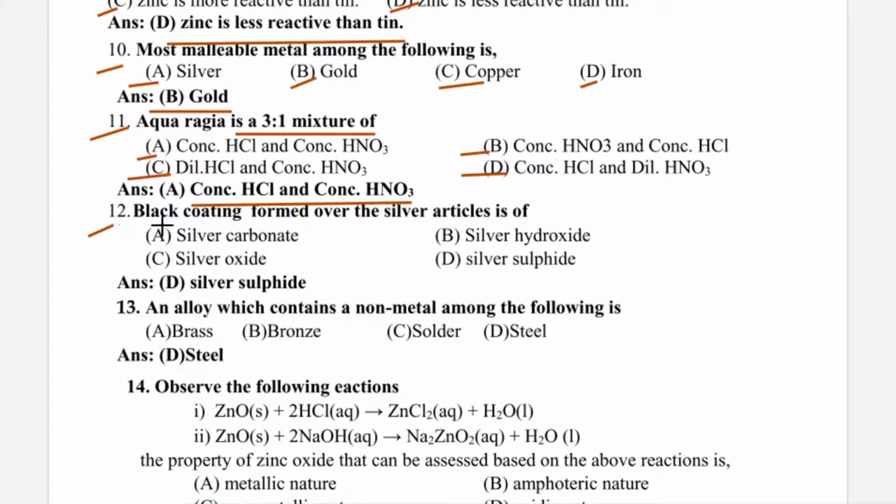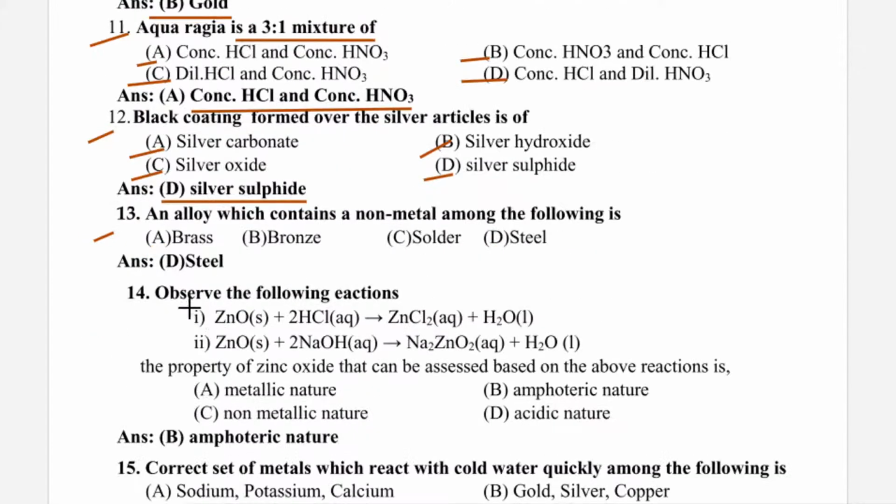Next one. The black coating formed over silver articles is of. Why is a black coating formed on silver articles? Let us see the options here. Option A, silver carbonate. B, silver hydroxide. C, silver oxide. D, silver sulfide. Silver sulfide causes a black coating on the silver articles. So option D will be the correct one here, that is silver sulfide.